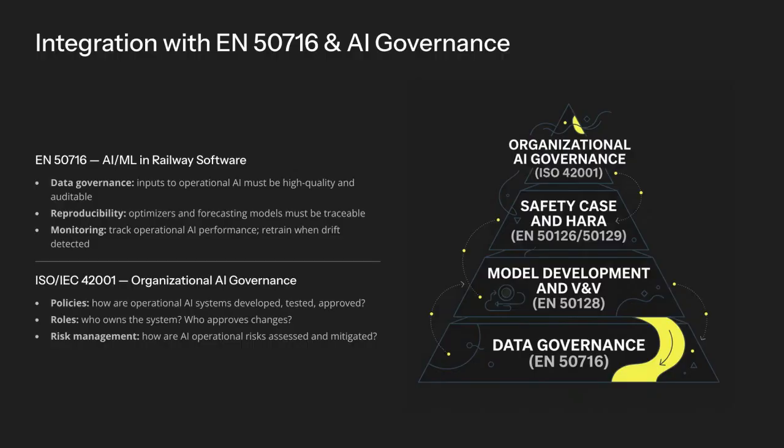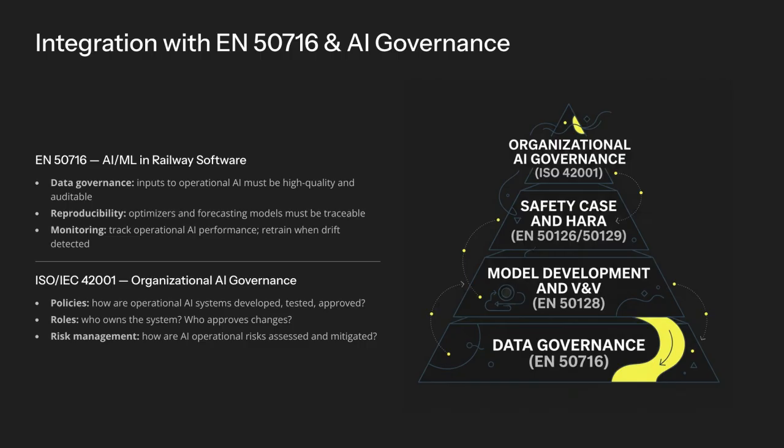Operational AI doesn't just need to work well technically, it needs to be governed well organizationally. And that means two frameworks working in parallel: EN 50716 for the technical side and ISO/IEC 42001 for the organizational side. Let's work through what each one requires in this context. Starting with EN 50716, the first requirement is data governance.